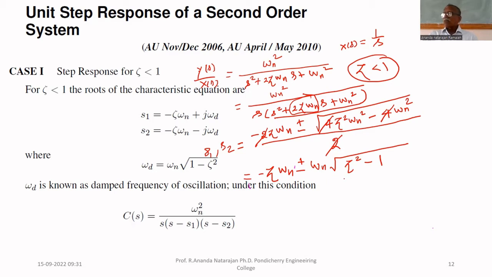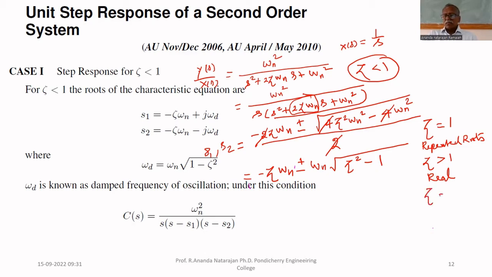If zeta equal to 1, what will happen? This second part becomes 0. That's why the roots will be real and repeated. If zeta equal to 1, repeated roots. If zeta is greater than 1, this is always positive. That's why the roots are always real, but not repeated. Two real roots you will get.